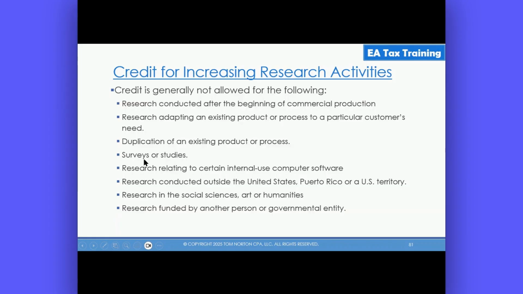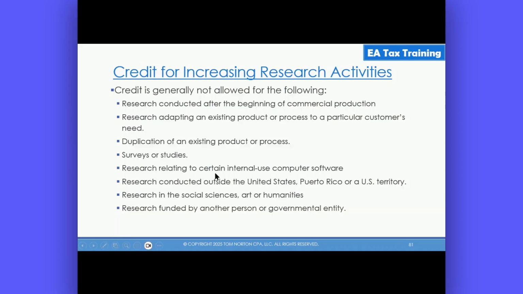Again, they're trying to get people to invent new things, not to just copy some other technology that already exists. Surveys or studies. So you might go out and say, we're going to do a survey of the marketplace to see what people might like to see. We want to see what kinds of products they want, so then we can try to invent those. Well, that might be a great thing to do. However, you cannot use those costs in order to take this credit.